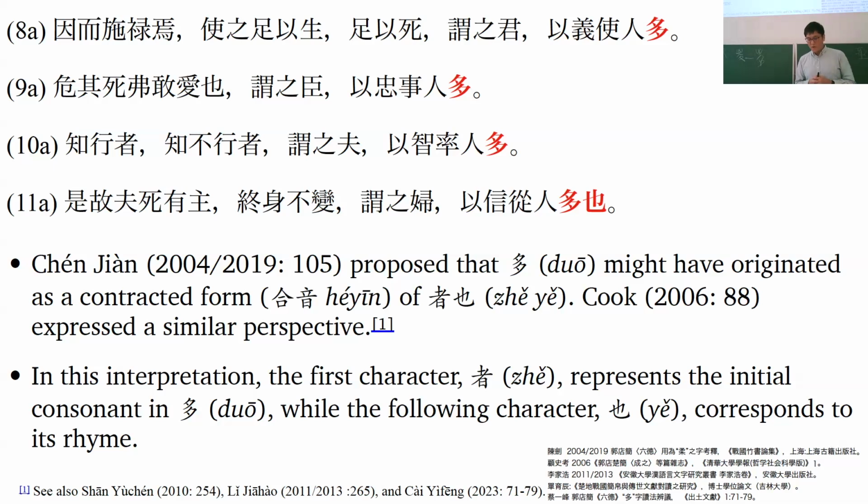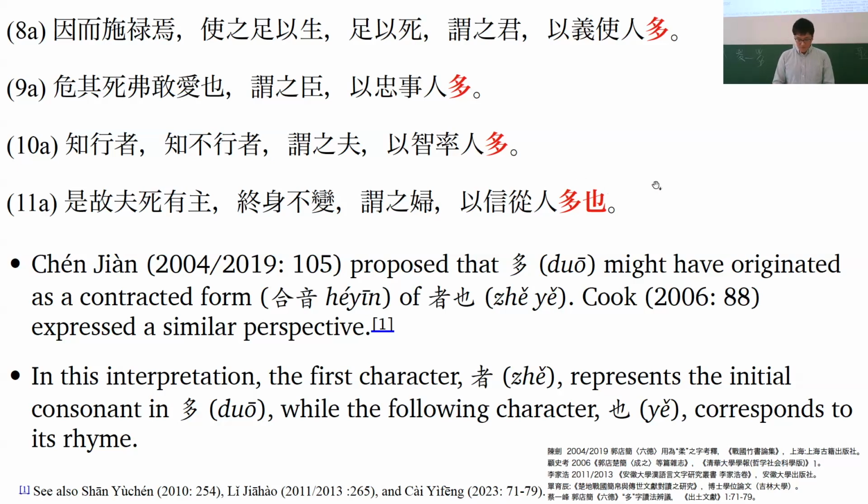So Chen Jian, 2004 and 2019, proposed that duo might have originated as a contracted form, which is called heyin in Chinese, of zhe and ye. Scott Cook, 2006, also has the same idea. And also Li Jiahao 先生 and Zhai Yifeng from Zhengzhou University have the same idea, a contracted form of zhe and ye. In this interpretation, the first character zhe represents the initial consonant in duo because it's a heyin zi, while the following character ye corresponds to its rhyme, right?